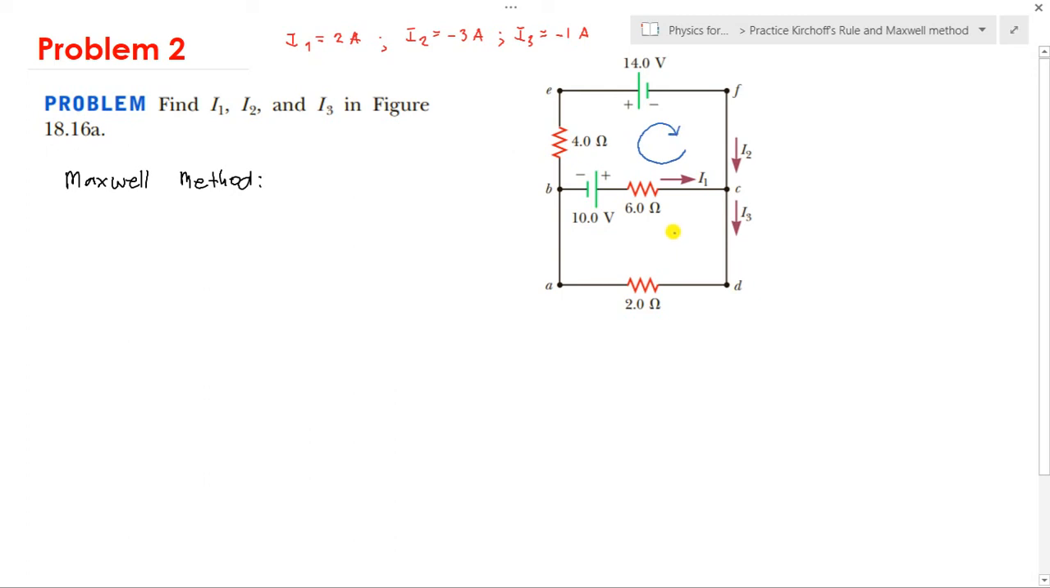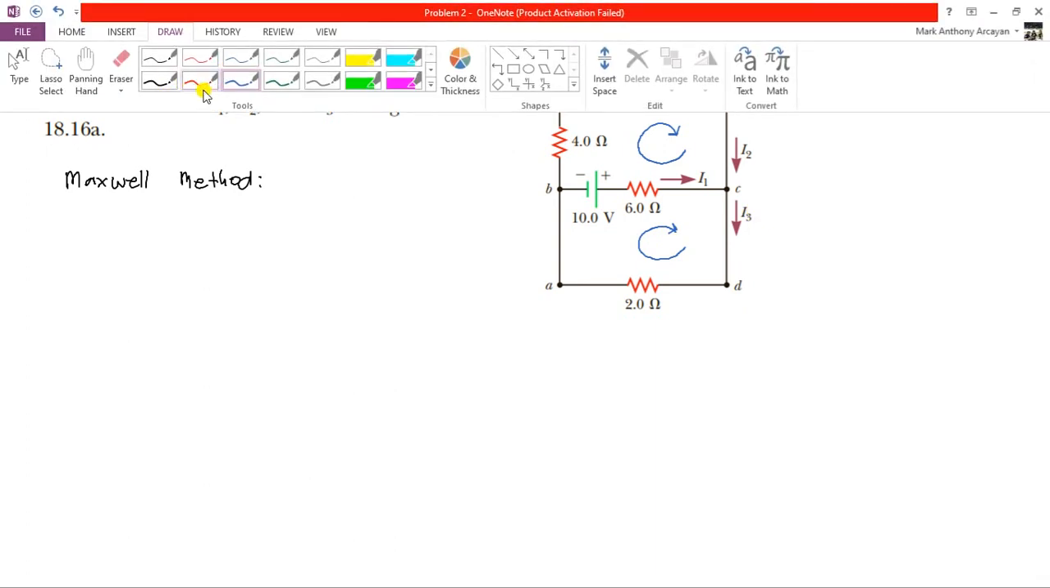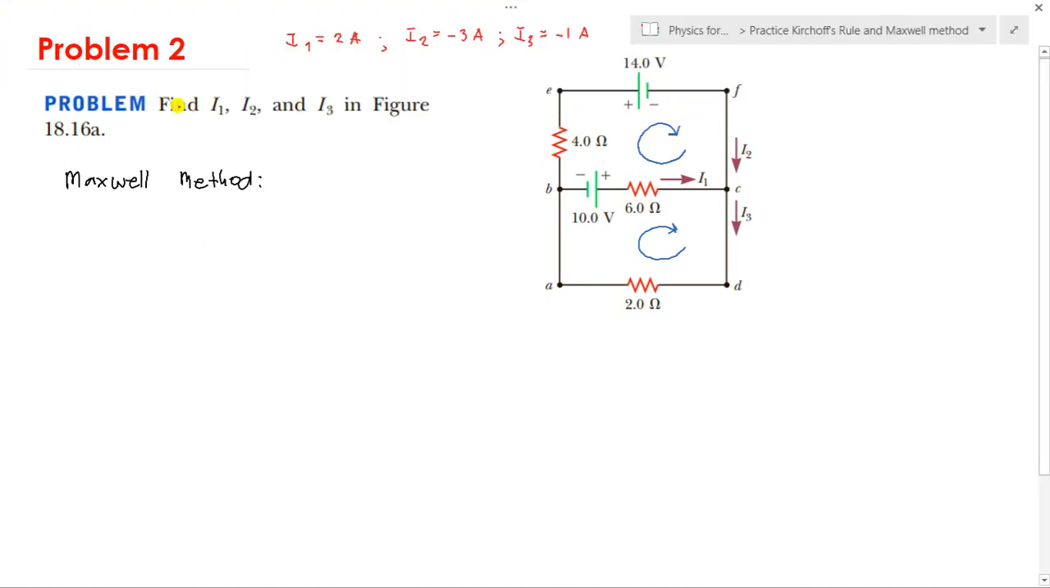Okay. Then for the second loop, I'll assume nga mao pud siya. And para di ta maglibog, since kani nga method ka Maxwell og kang Kirchhoff kay lahi gini siya, so ako ni i-redraw para di maglibog kay tangtangon na natong mga gibutang dira nga mga currents, direction sa currents. So here I have a battery.